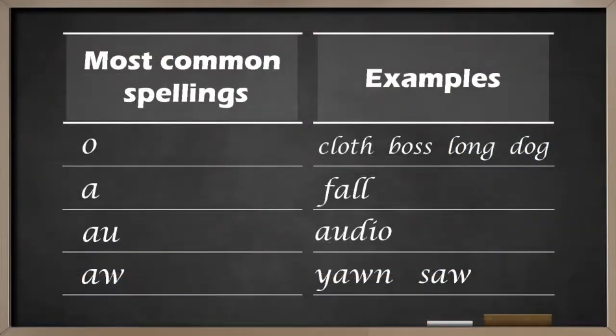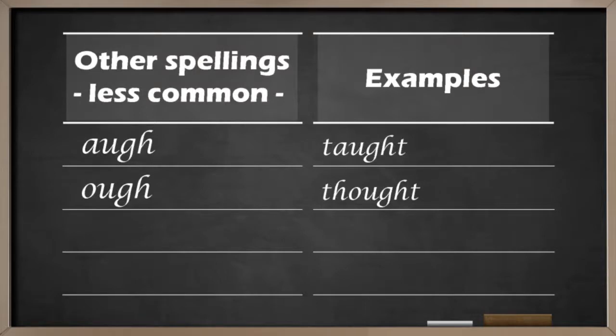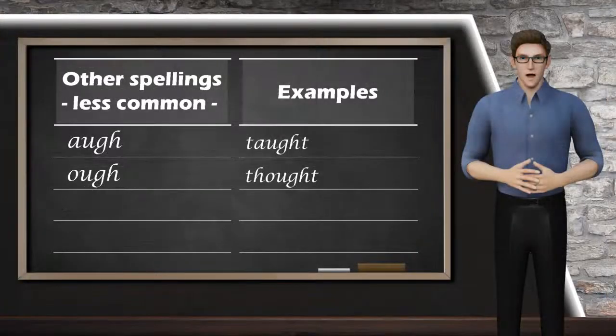O: cloth, boss, long, dog. A: fall. AU: audio. AW: yawn, saw. AUGH: taught. OUGH: thought. Then, let's practice the aw sound in words.